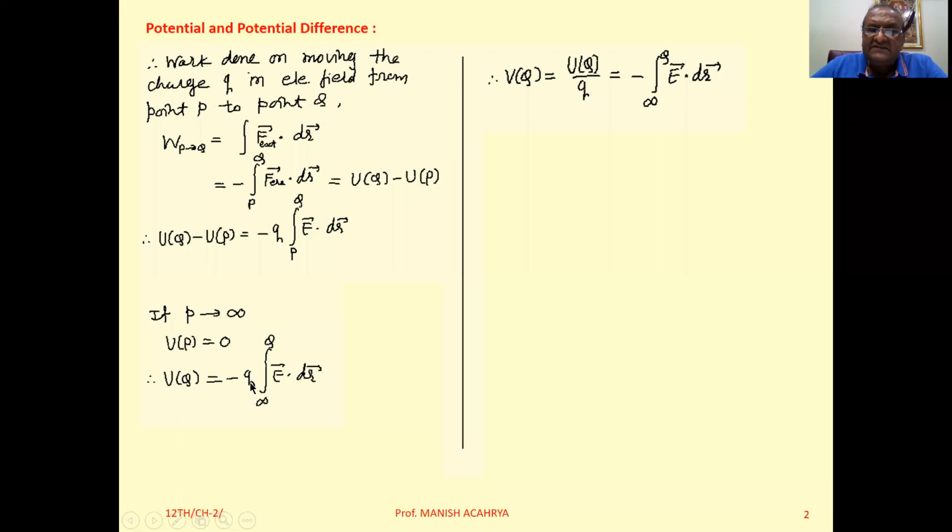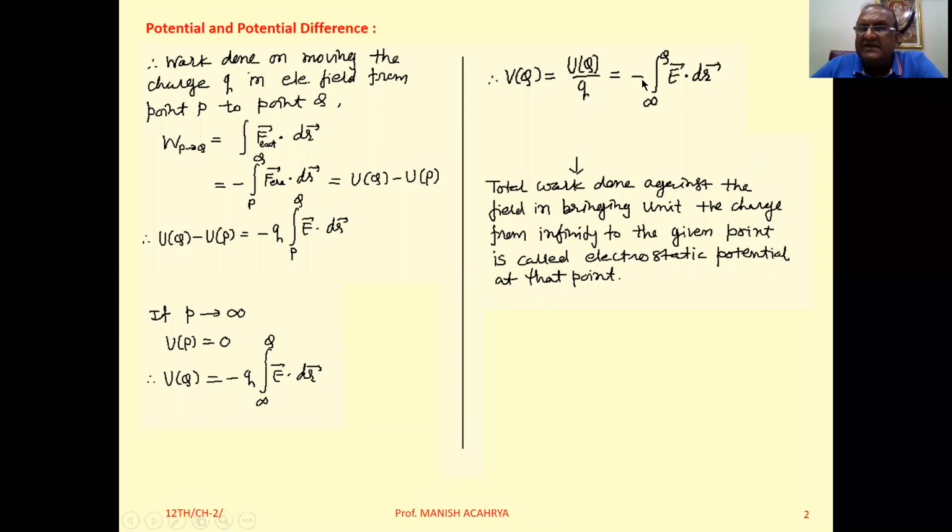Now, if we take this charge small q on the left hand side, then we can say U at Q upon small q is nothing but the electric potential energy of unit positive charge at point Q, and the electric potential energy of unit positive charge at any point in the given electric field is called electric potential at that point, and that is denoted by capital V. So we can write electric potential V at position capital Q is equal to UQ upon small q, and that is equal to minus integration infinity to Q E dot dr. Clear to all of you?